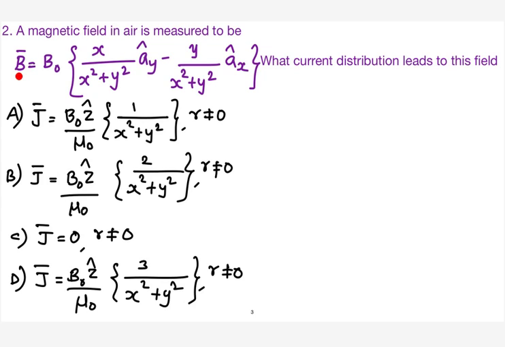Don't reply in the chat box, you can speak out here so that everyone can listen. The options are given in terms of current density. How to find out the current density when you know the magnetic flux density? At least one or two persons can give an approach for that. How to do that?